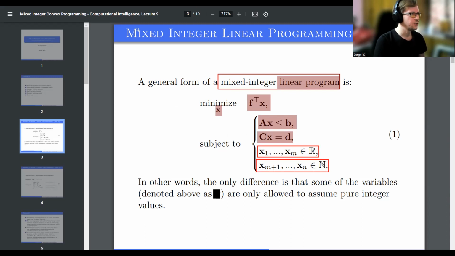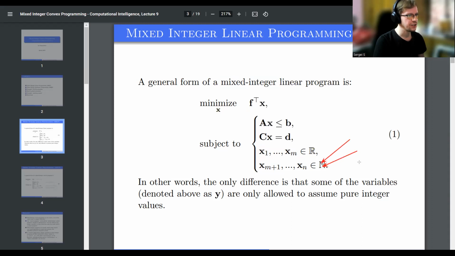All right. So this is what makes it different from LP. The fact that some of the variables are integers. So let me just draw your attention to it one more time. This is the difference. Some of the variables are integers. What does it mean for the variable to be integer? Well, it means that it can only assume whole values, like integer values. X sub n, for example, can be 3, 4, 5, minus 2. It cannot be 0.5 or 1.3. It can only be a whole number.